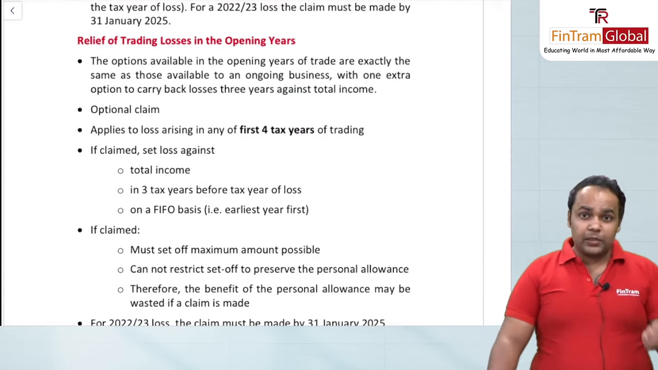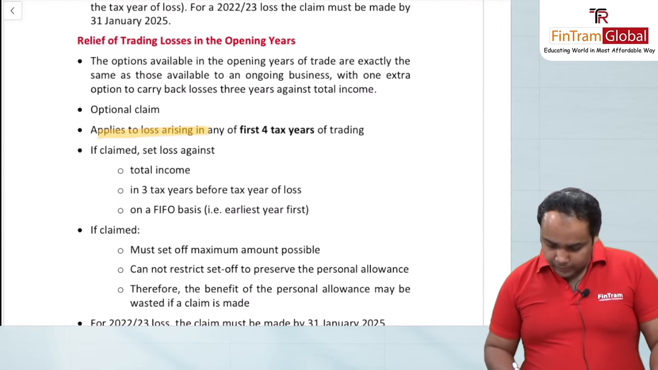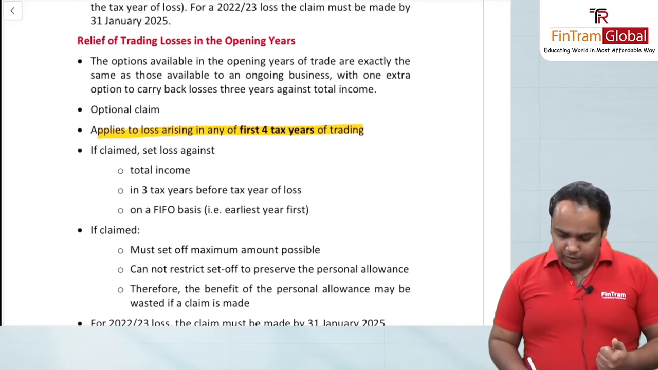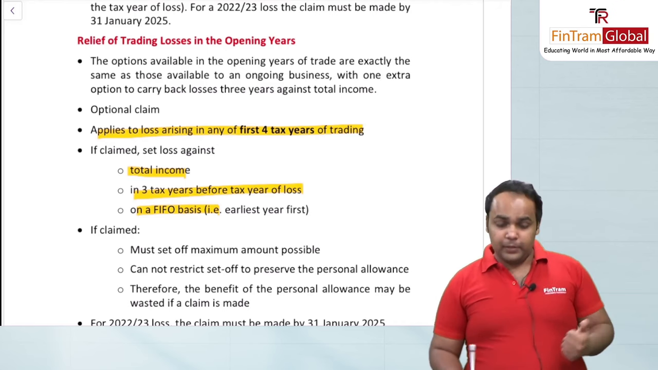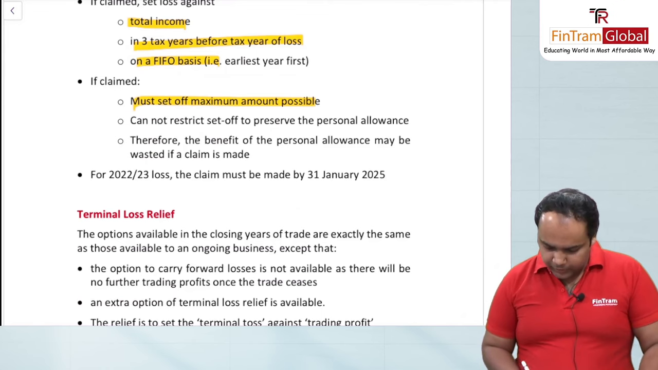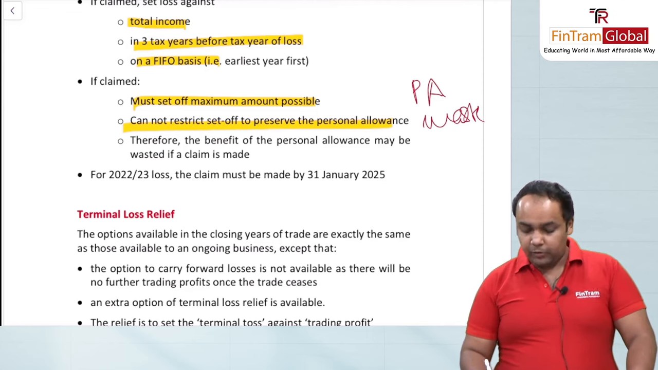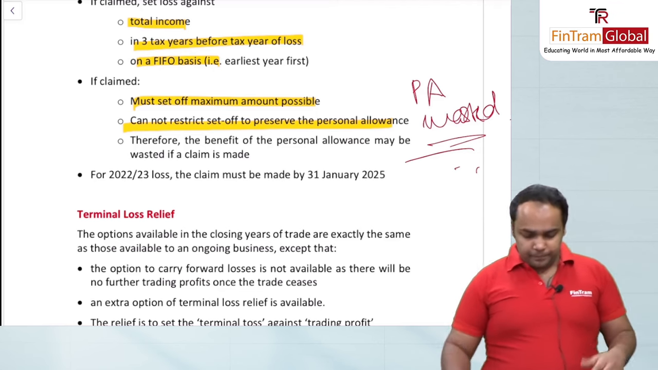Trading, the special rules for trading losses, relief for trading losses in the opening years. It applies to loss in the first 4 years of trading, and its relief is available against total income of the 3 years before the tax year of loss on a FIFO basis, that is the earlier year first. However, the maximum amount cannot be restricted to preserve personal allowance, so PA is wasted. Again, very important for the purpose of tax planning, which might again be a question in the exam.